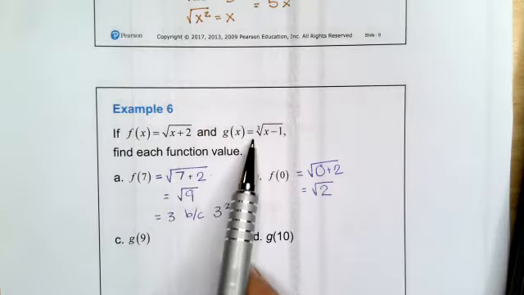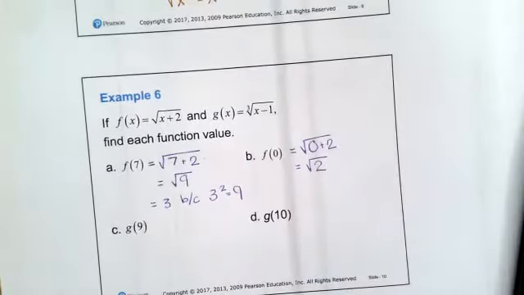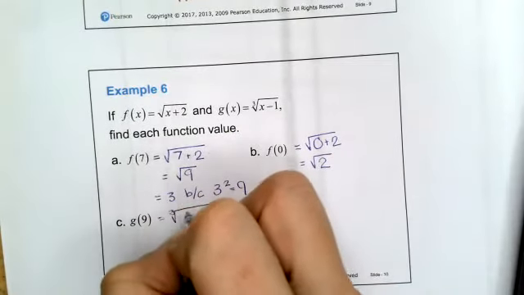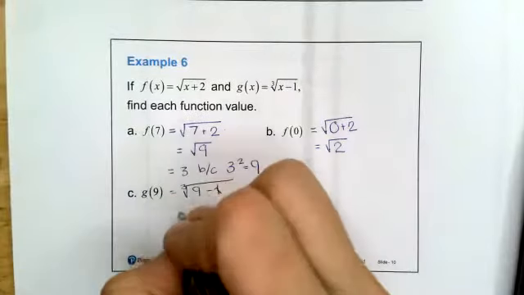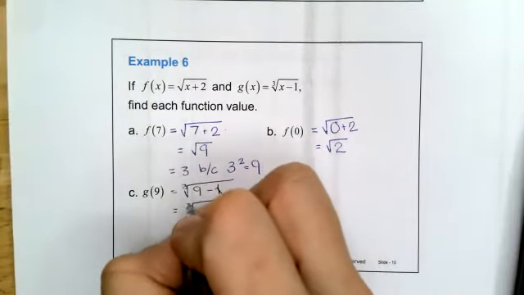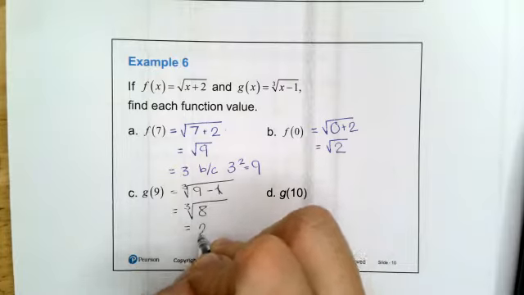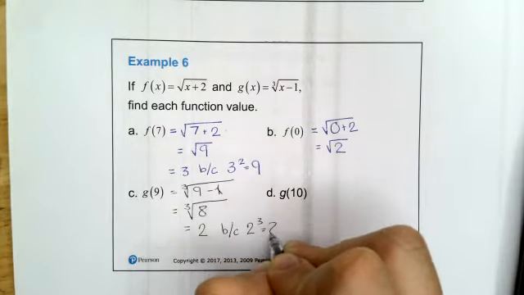Now we're going to do g with it, which is a cubed root. So g of 9 is the cubed root of 9 minus 1, not x. Good. So that becomes the cubed root of 8, which is 2, because 2 cubed is 8.